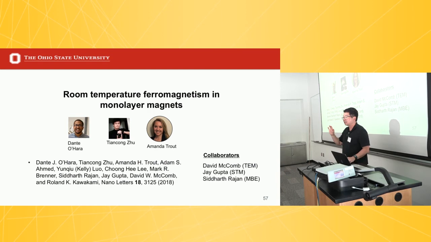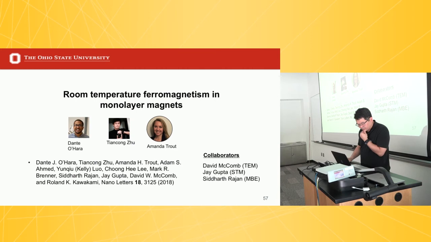So we know like last year there was a couple of papers, one by Xiaodong Xu's group, one by Shoucheng Zhang's group, where they actually exfoliated materials down to single monolayers, bilayers, and so forth, and looked at the magnetic properties of these sort of monolayer magnets. And it turns out they're ferromagnetic, but always at low temperature. Right, so we want to have things that work at higher temperatures, like room temperature.